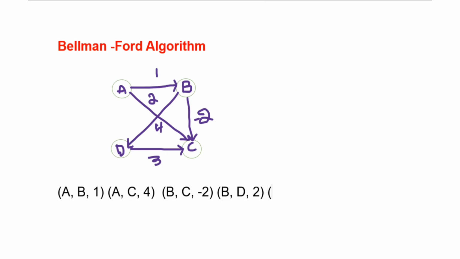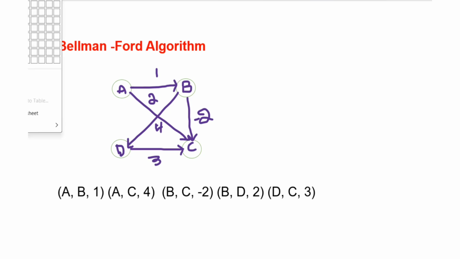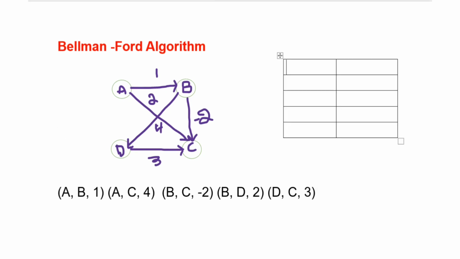Next, we take one example to show how the Bellman-Ford algorithm works. The Bellman-Ford algorithm finds the shortest path from a single source node to all other nodes in a weighted graph. It can handle negative edge weights and also detect negative cycles. We all know about the Bellman-Ford algorithm. Its key features are that it handles negative edge weights and detects negative weight cycles in the graph.